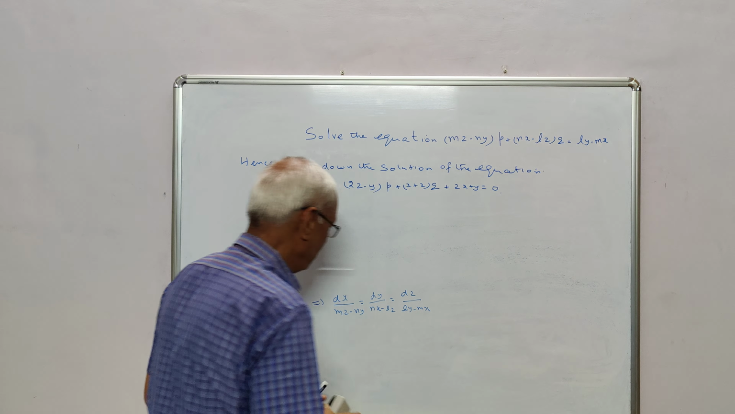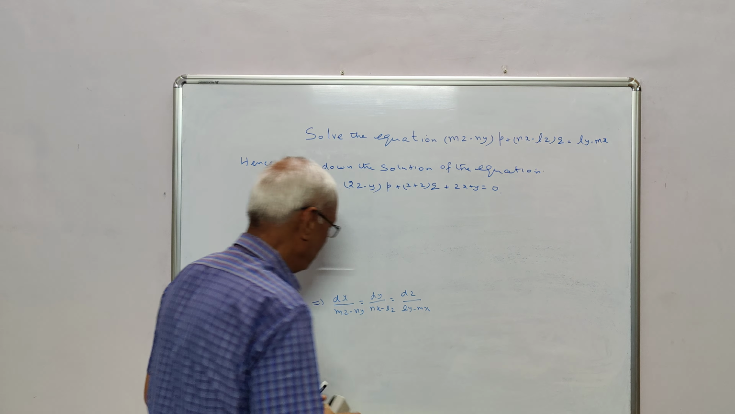A constant. Now this is nothing but x dx plus y dy plus z dz, that is, integral of x dx plus integral of y dy plus integral of z dz is equal to a constant. So this simply implies x squared by 2 plus y squared by 2 plus z squared by 2 is equal to a constant, which gives x squared plus y squared plus z squared equal to 2a.